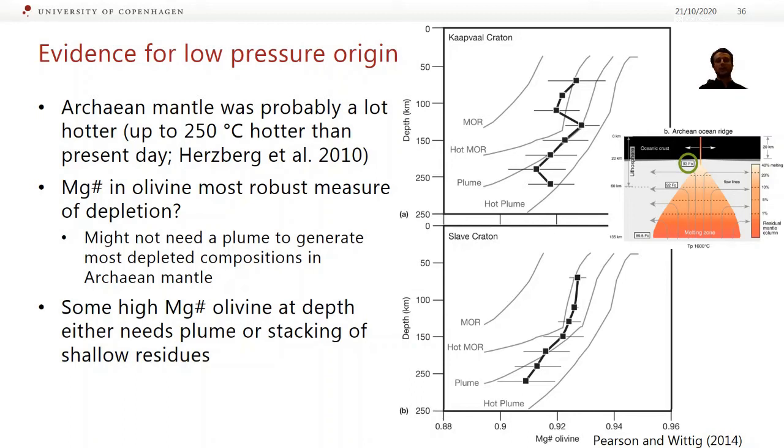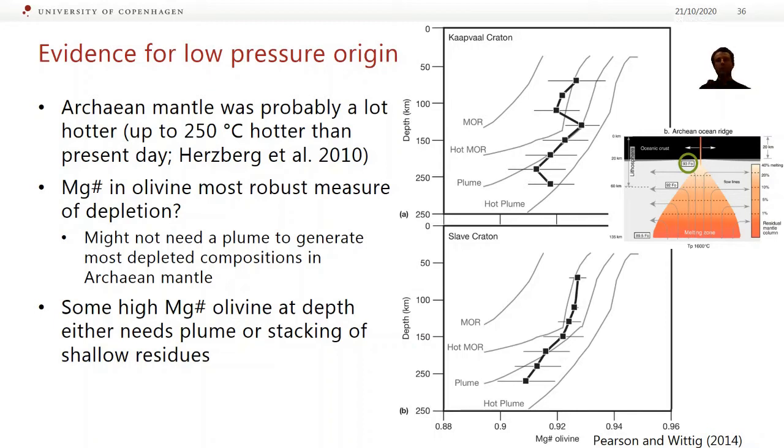And they plotted the average olivine composition as a function of depth. And in the two diagrams in the background there, they've compared it to what you would expect from different melting scenarios. So you can see for the Cap-Val Craton, for example, at the shallow level, the olivine Mg numbers pretty much overlap a hot mid-ocean ridge. And then lower down, they seem to kick out, and it's slightly higher olivine Mg numbers than you'd expect from this kind of hot ridge melting scenario.